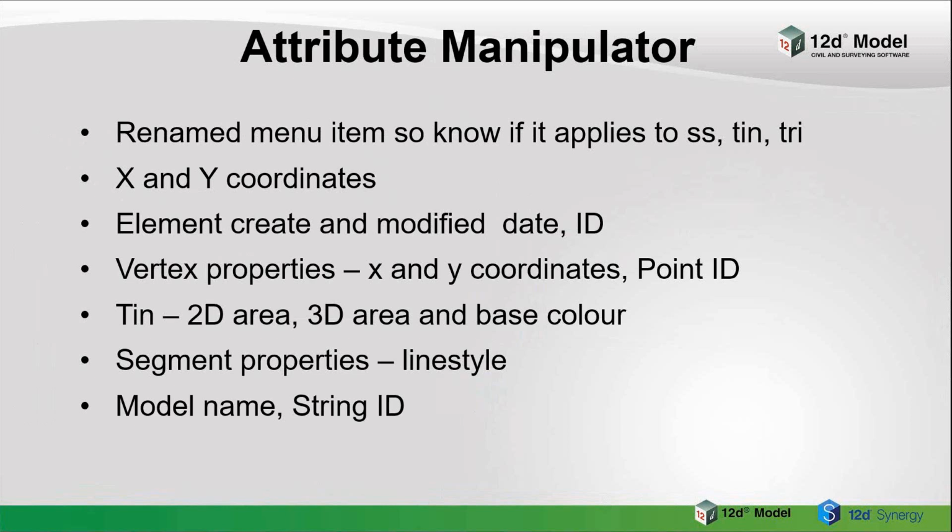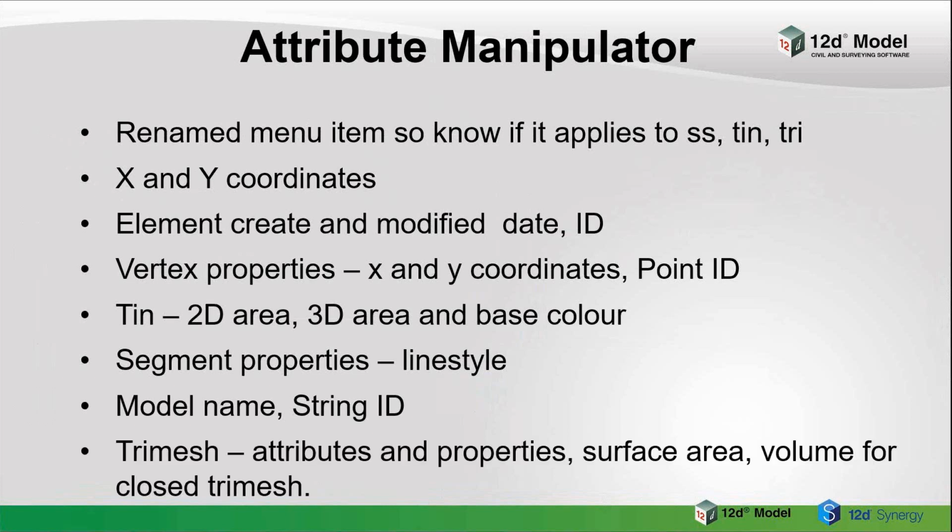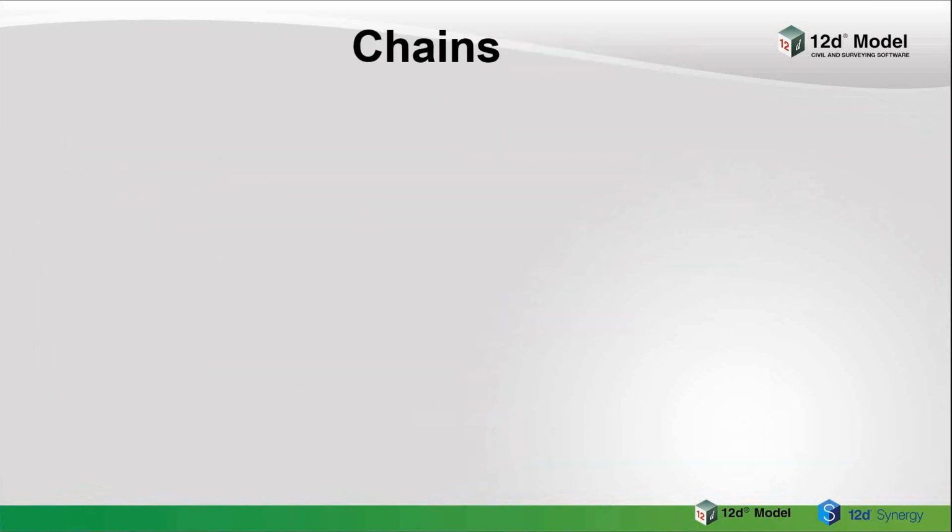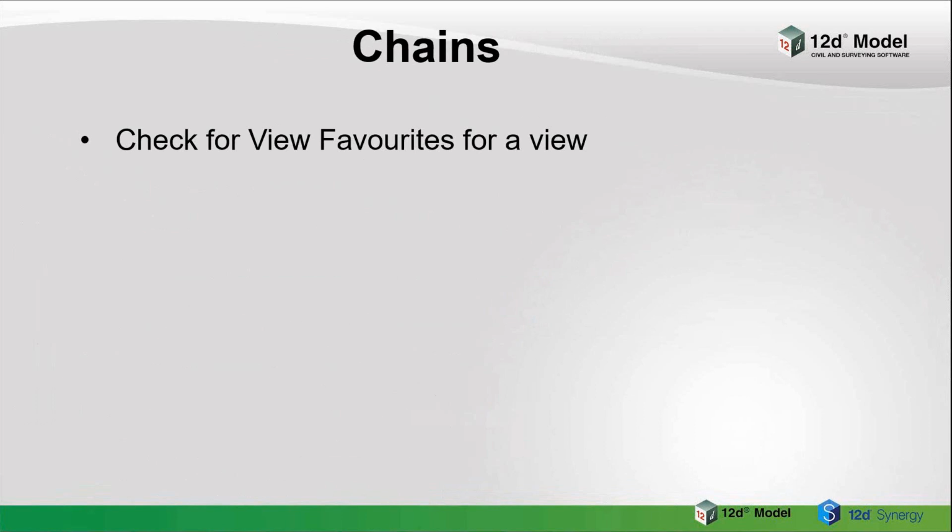And so model name and string ID, a whole lot of things for Trimeshes, the various properties, surface area, volumes, and so on. We just keep adding them in as people ask and say, oh, this would be a good idea. Can we get the value out or set it? Chains, we keep adding things on chains. The simple ones we put in there that you can check for view favorites.